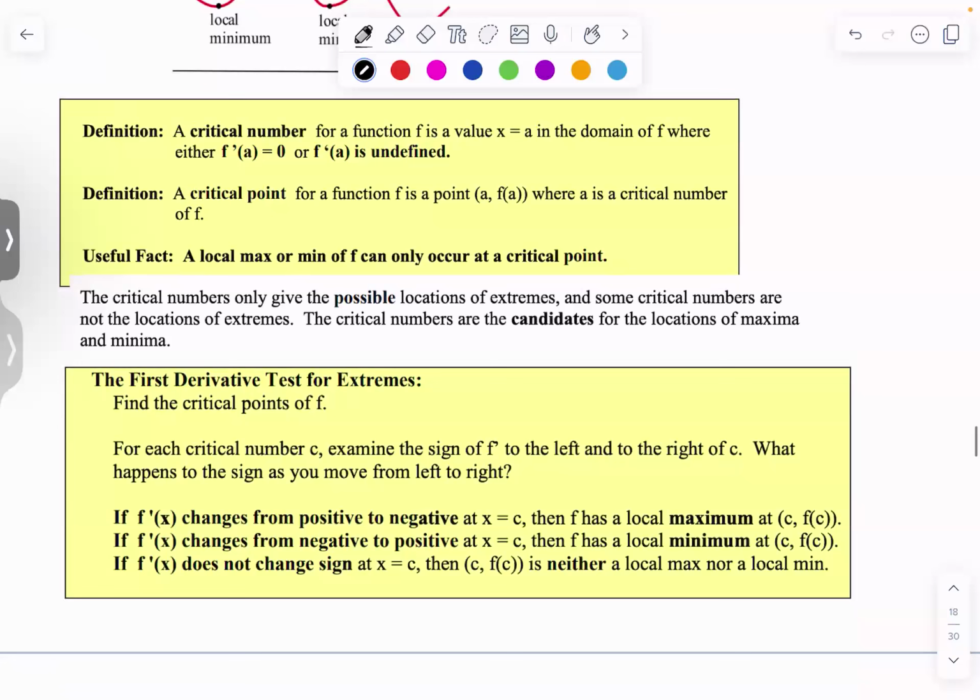A lot of definitions at the beginning of this one. A critical number for a function f is when we take the derivative, set it equal to 0, and we want to know what values of a are going to make that happen. Also, what values of a are going to make it undefined. So we'll need to keep an eye on that.